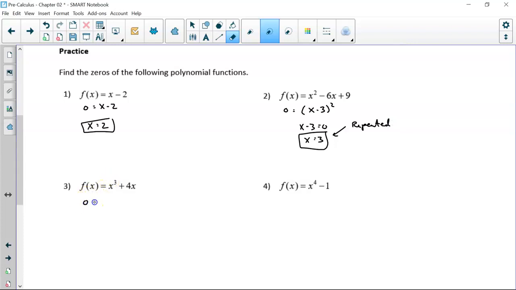For 3, 0 equals, and we can factor out an x. x times x squared plus 4. Set x equal to 0. x squared plus 4 equal to 0. x squared equals negative 4. When we take the square root of both sides, we get x equals plus or minus 2i. So x equals 0 and x equals 2i and negative 2i. Those are our three zeros. Notice degree 3, and 2 of them were imaginary zeros.